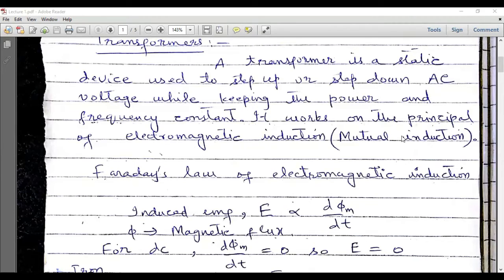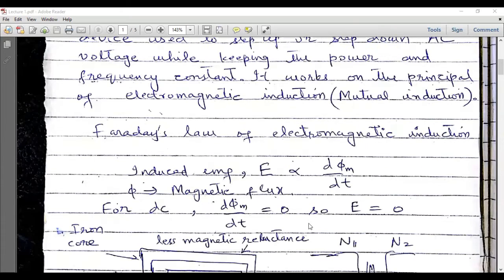In a two winding transformer, the phenomenon which is taking place is mutual induction, whereas another type of transformer is the auto transformer, and in that type the phenomenon of self induction is taking place. So Faraday's law of electromagnetic induction can be stated that EMF induced is directly proportional to the rate of change of magnetic flux, and phi m is actually the magnetic flux.